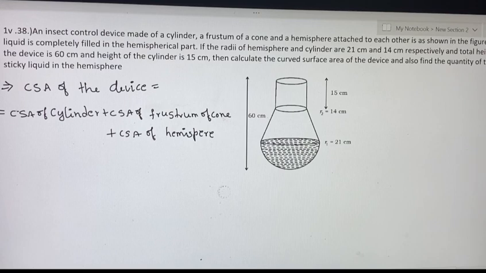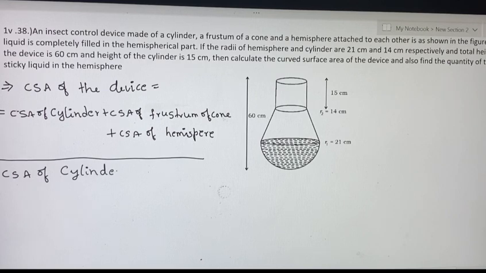Okay, so now let's start with the CSA of the cylinder. This is a formula you have to write first, so that you'll have an idea what data you need to find out. Now I'll start finding the CSA of the cylinder. So what is the formula for CSA of cylinder? It is nothing but 2 pi r h.